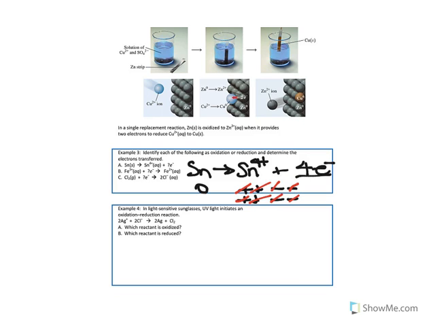So tin has gone from a 0 to a 4 plus, and in the process it has lost 4 electrons. Therefore, is this an oxidation or a reduction? Remember oil rig or Leo goes grr. Since we are losing electrons, this is an oxidation.